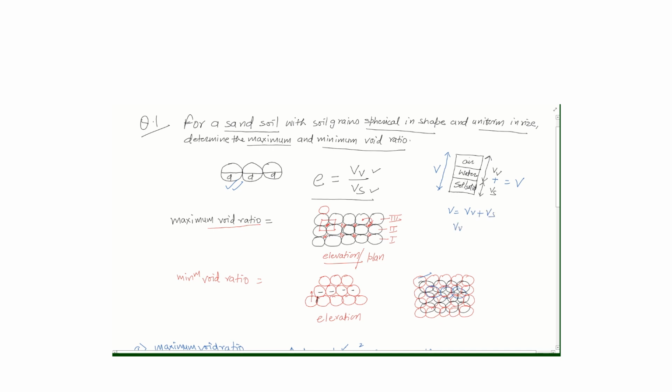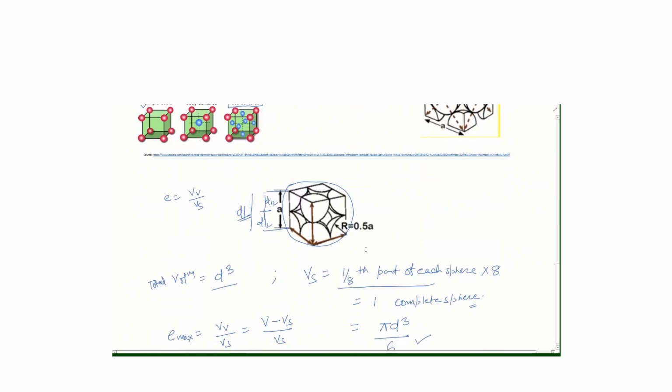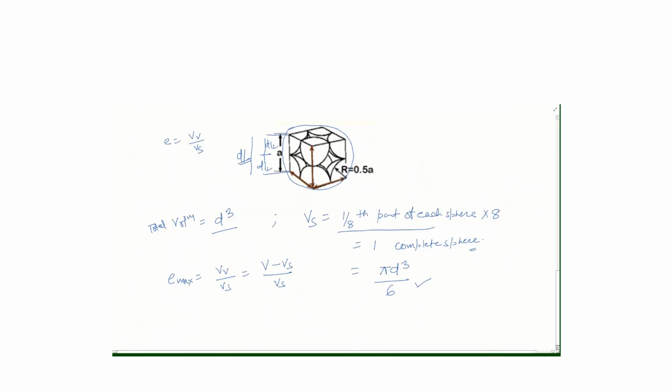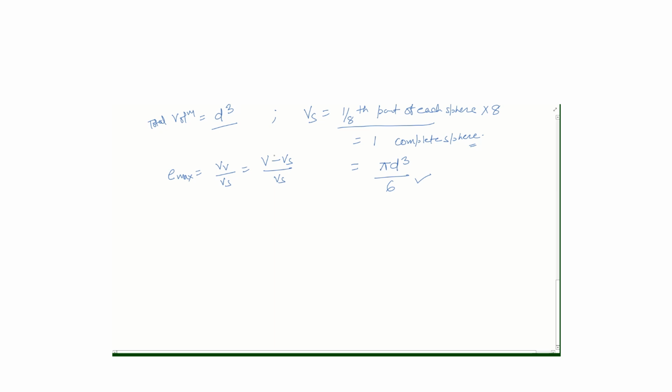So the total volume of the soil mass is Vb plus Vs. I have to determine what is the volume of voids. So this is simply V minus Vs, that I have written here. So this is total volume minus volume of solid divided by volume of solid. Total volume is nothing but dq, and volume of solid is pi into dq by 6, divided by pi into dq by 6. So you will find that this value comes out to be 0.91.